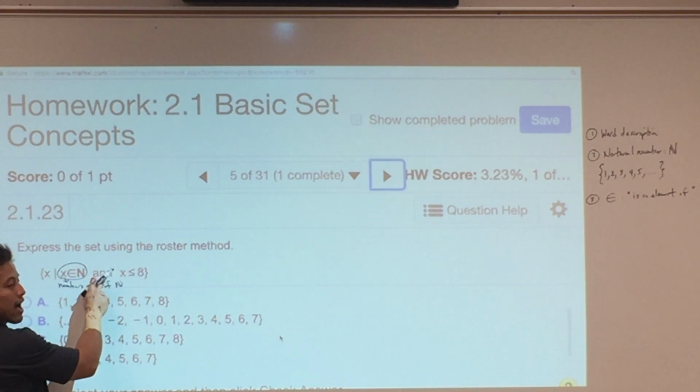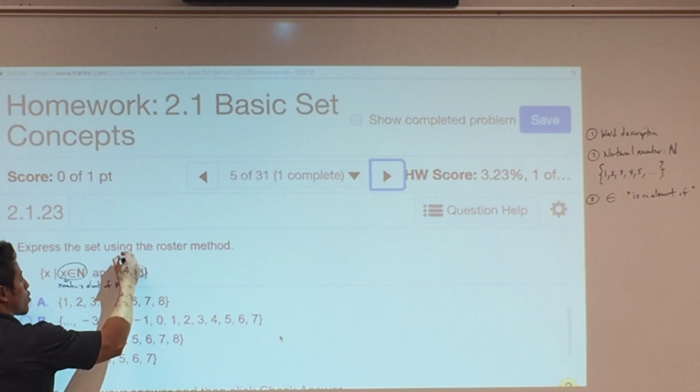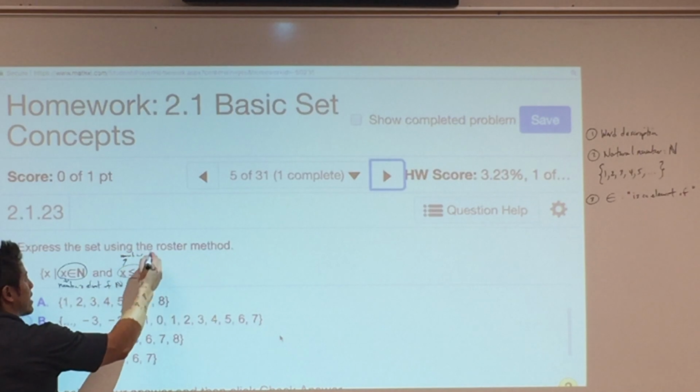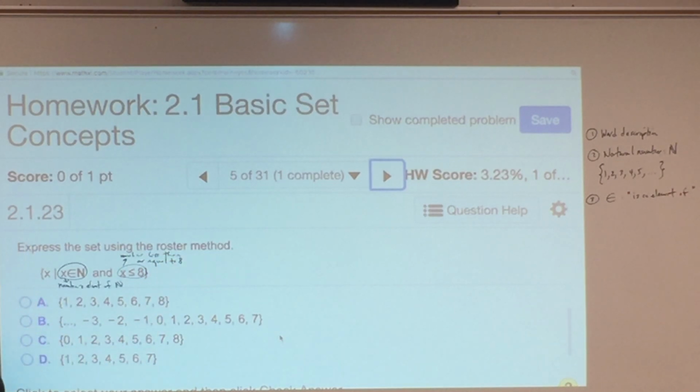In addition to that, I think this one we all understand, all of your numbers need to be less than or equal to 8. That's what that's saying. So in other words, this is saying all of your numbers need to be elements of the naturals. All of your numbers need to be natural. They all need to be natural numbers. And at the same time, they all need to be less than or equal to 8. You guys following me? Okay.